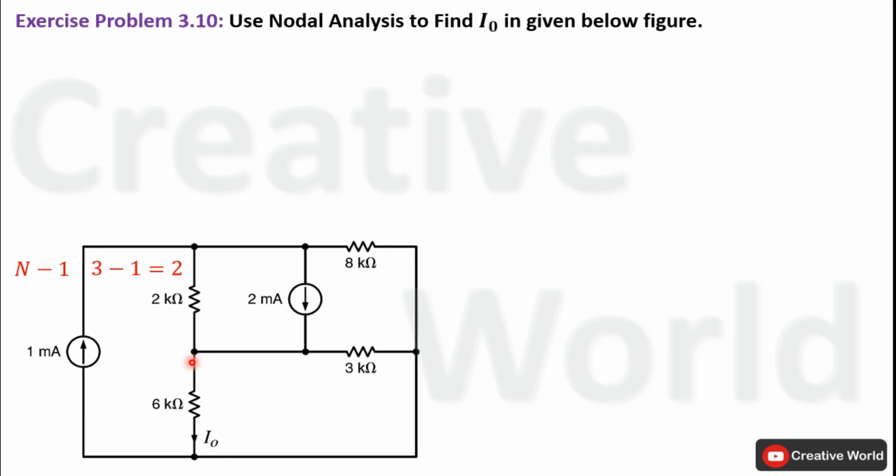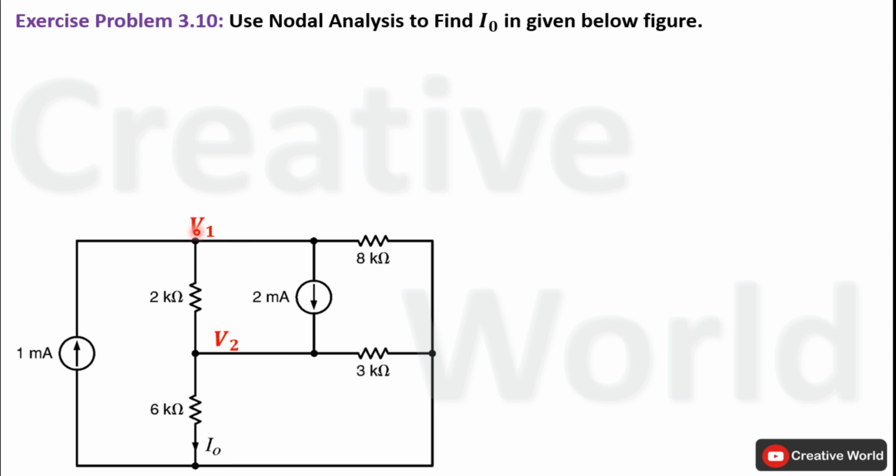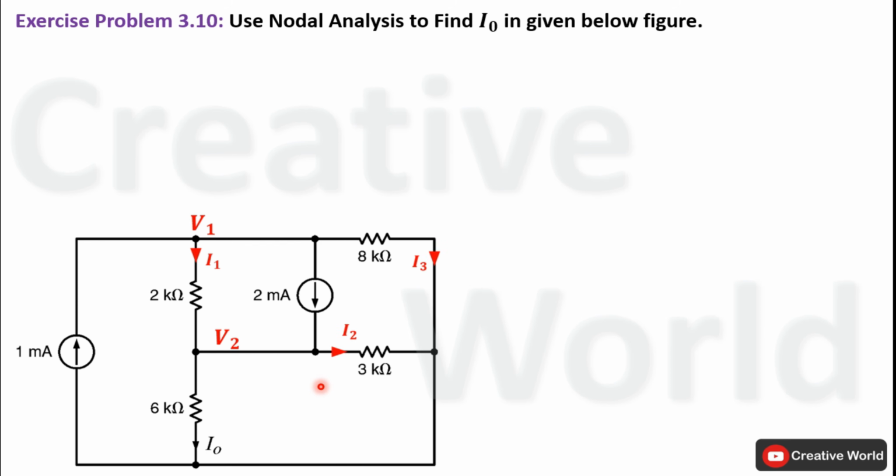In second step, we have to label all unknown non-reference node voltage. So this node voltage will be considered as V1 and this node voltage will be considered as V2, while this node will be considered as reference or ground node. In third step, we have to assume all unknown branch currents along with their directions. Now we will apply Kirchhoff's current law on these two non-reference nodes one by one to find out their node voltage equations.